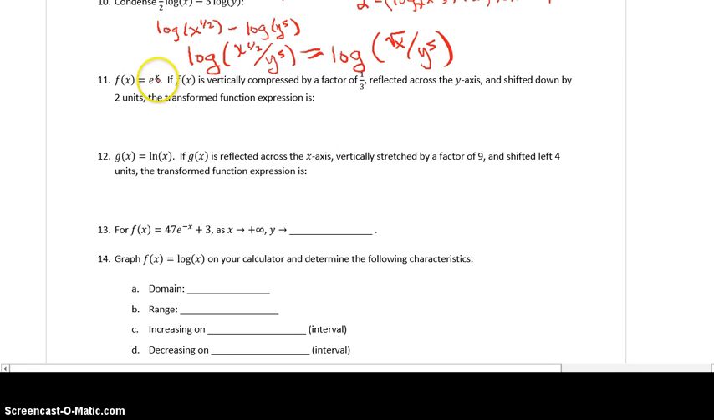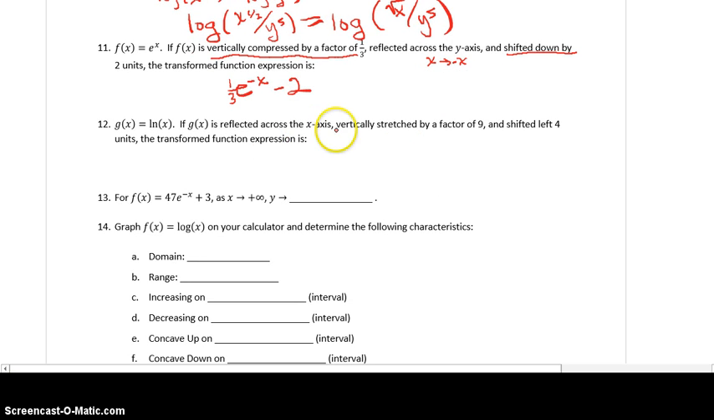We have a parent function e to the x. We're going to vertically compress by a factor of 1/3, reflect across the y-axis, and shift down by 2 units. And so to do that transformation, remember that the vertical compression is outside of the function. That affects the y value, as well as shifting down. And then reflecting across the y-axis just means that we're going to change the sign of x. And so on the inside we change the sign of x. On the outside of the whole y value, we're going to compress by a factor of 1/3 and shift down by 2. Next problem, pretty similar.